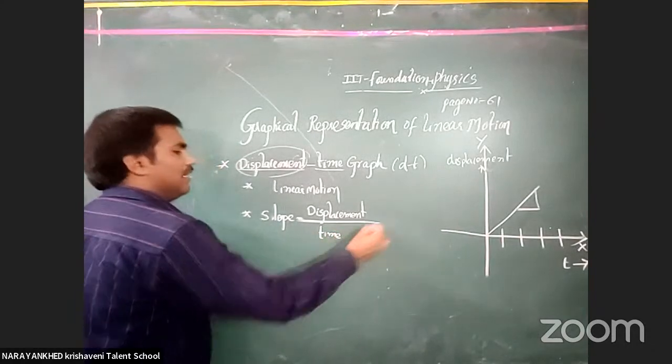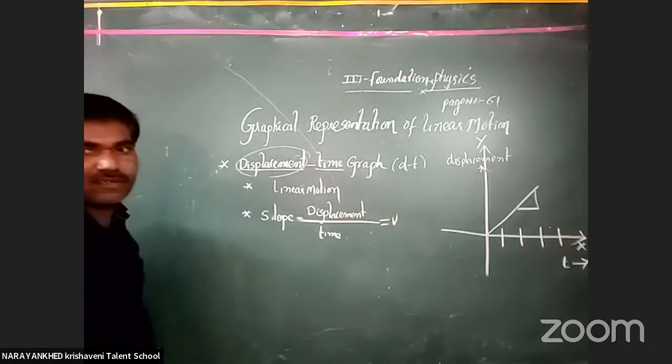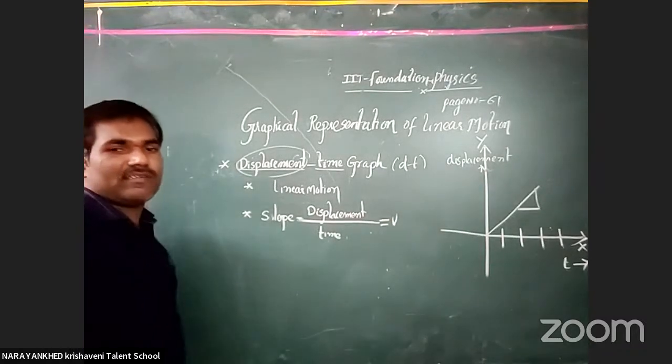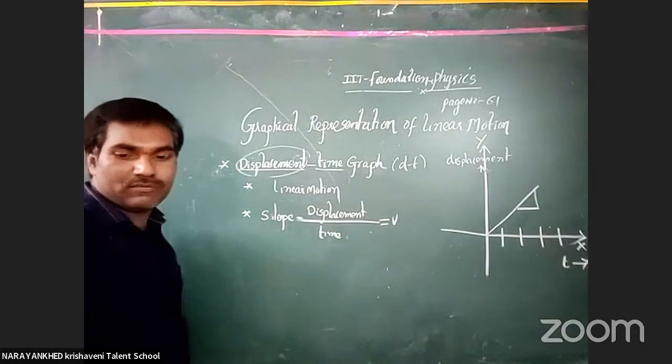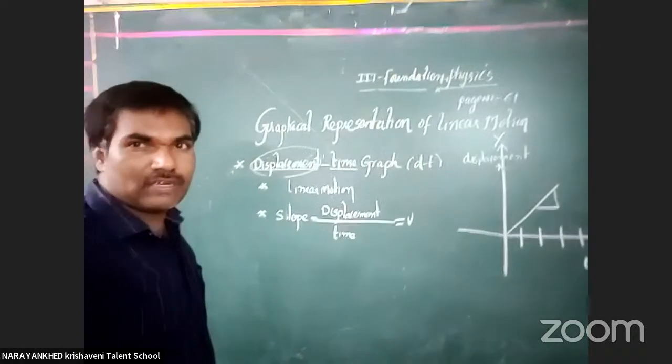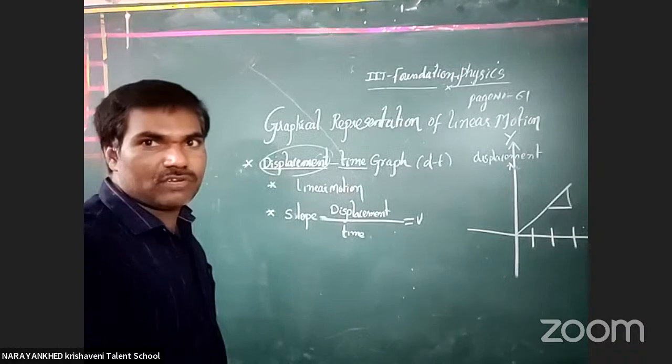You know very well, it is equal to velocity. This graph gives information about the velocity also. Understood or not, all the students?